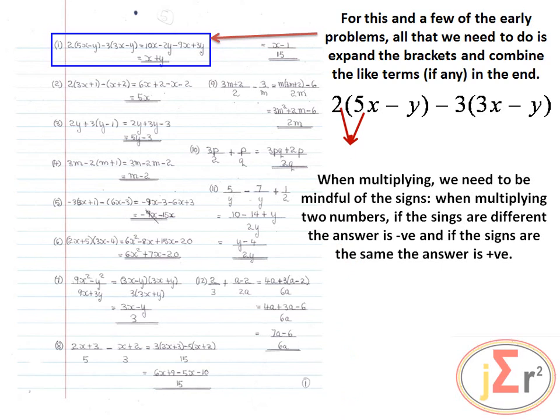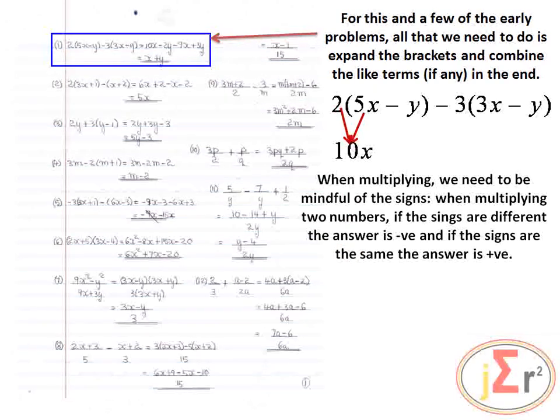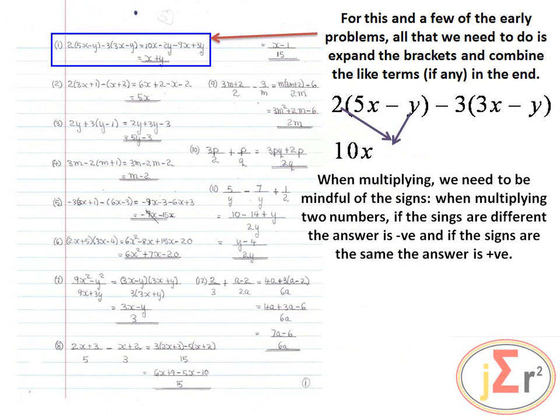There we have 2 times 5x, 10x, and 2, not 2 times y, but 2 times a negative y, negative 2y. And here we have not 3 3's, but negative 3 times 3x, and that will give us a negative 9x. And your favorite, negative times negative is equal to positive. So we cannot multiply without considering the signs.